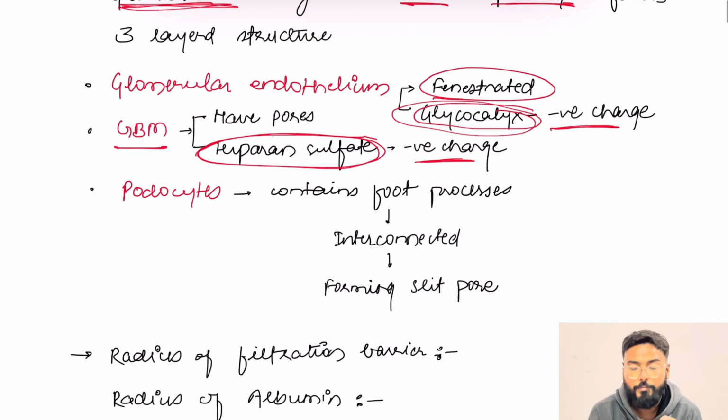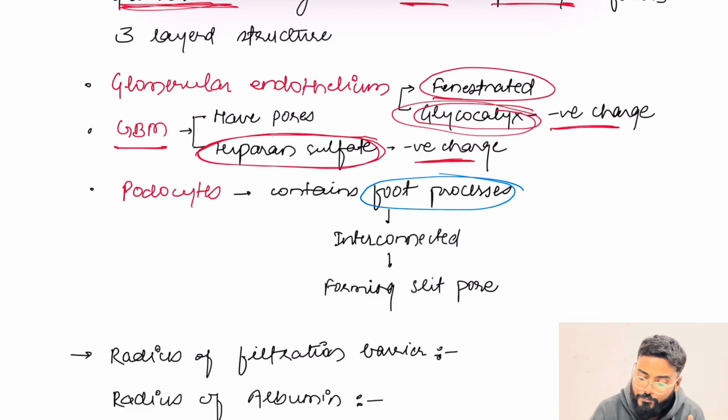Then come your podocytes, and podocytes contain foot processes. These foot processes are interconnected. See, like this. So when these are interconnected, they have these spaces. These spaces are going to form slit pores. So these foot processes of podocytes are interconnected, and these in turn are going to form your slit pore.